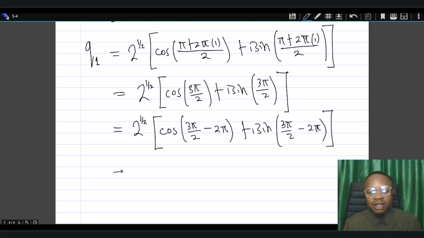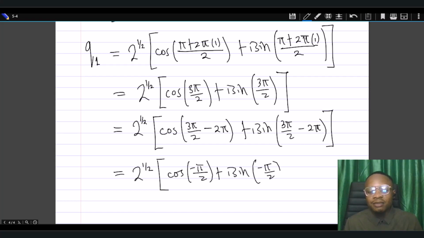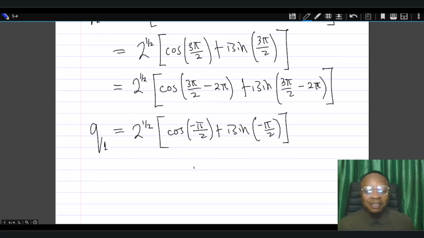So at the end of the day, we have this to be equal to 2 to the power of 1 over 2 into the cosine of minus pi over 2, then plus i multiplying sine of minus pi over 2. So put all of this together, and that is our q1. So we can just leave it like that.